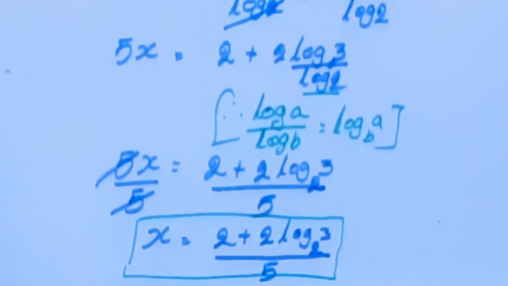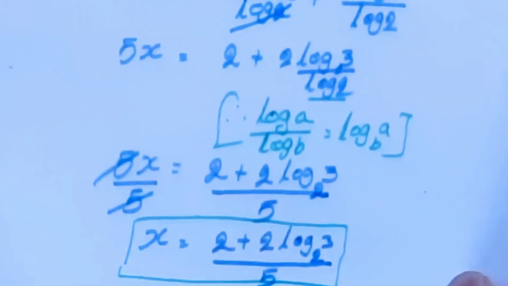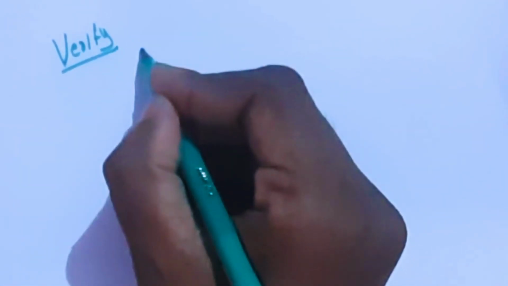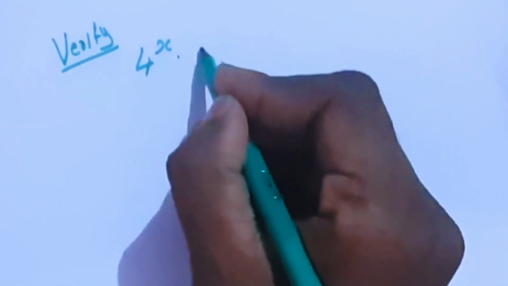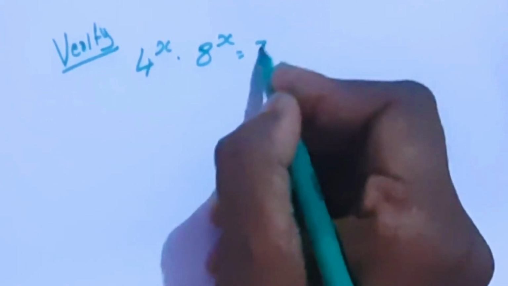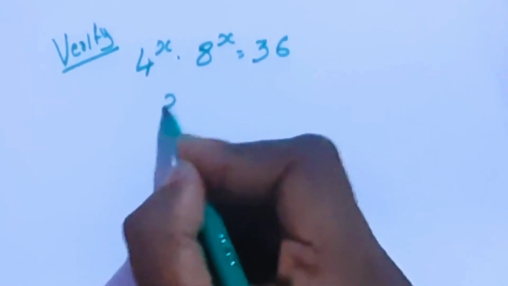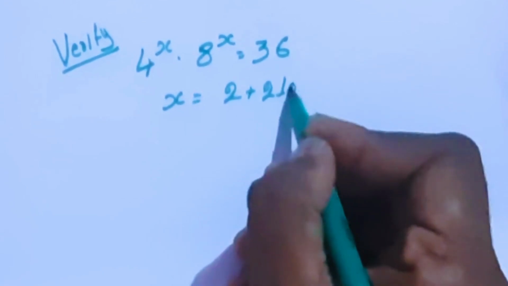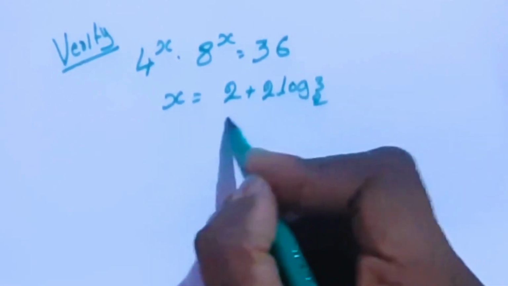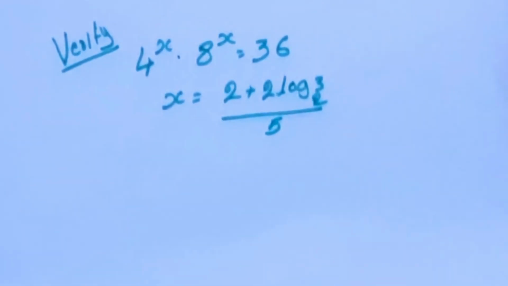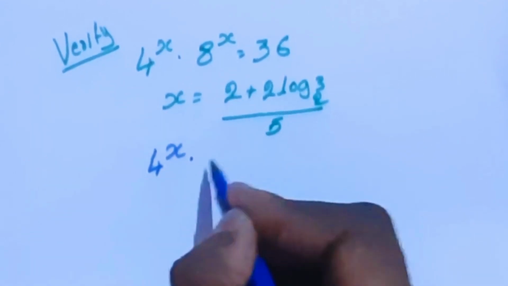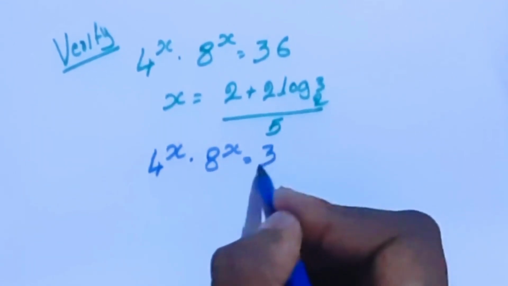Now we are going to verify this x value. Verify with the equation that 4 power x times 8 power x equal to 36. Now x here is (2 plus 2 log 3 base 2) whole divided by 5. Now 4 power x times 8 power x equal to 36.